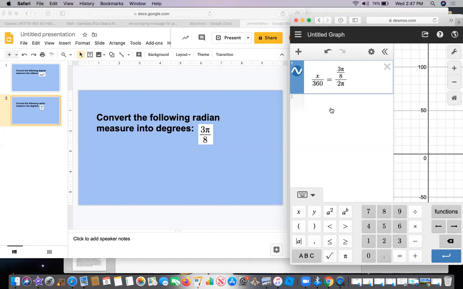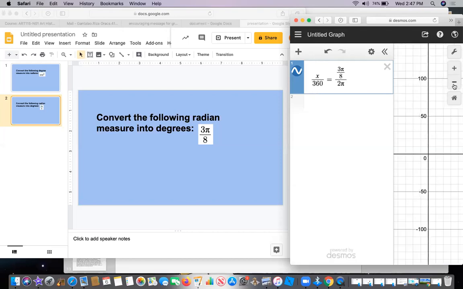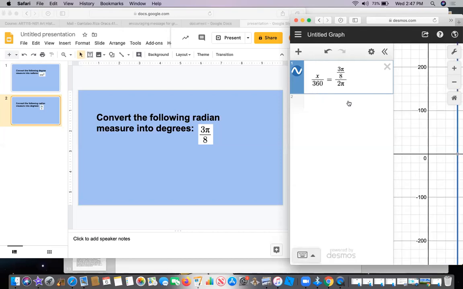The idea of the circle being divided into 360 parts is because of the word degrees. And here, 2 pi is coming from the word radian. The circle is being divided into 2 pi parts. And of course, this 3 pi over 8 is actually the radian measure. So what's the answer? Just check it in your Desmos. When you put that in, the answer is 67.5 degrees. That's it.